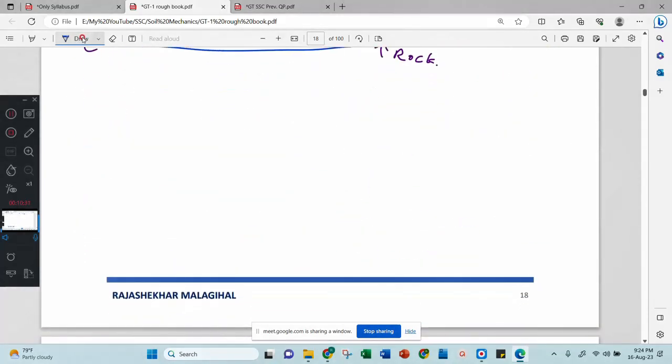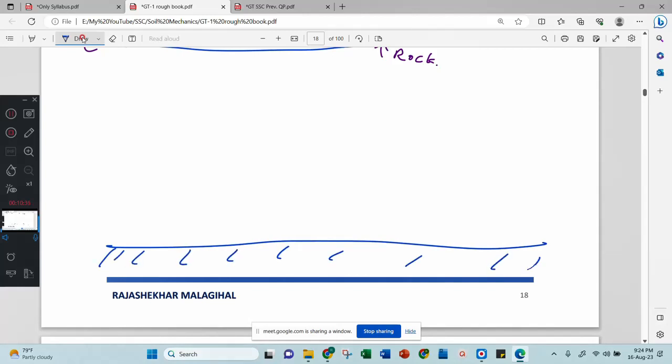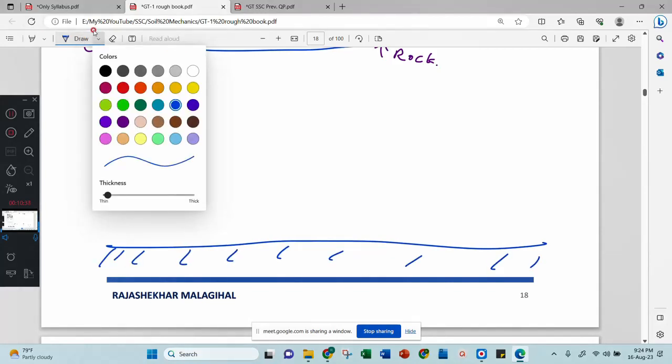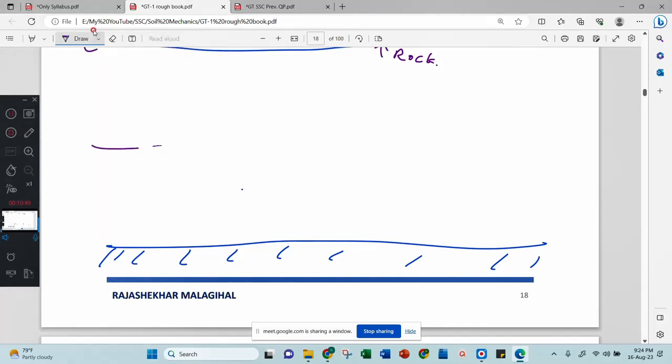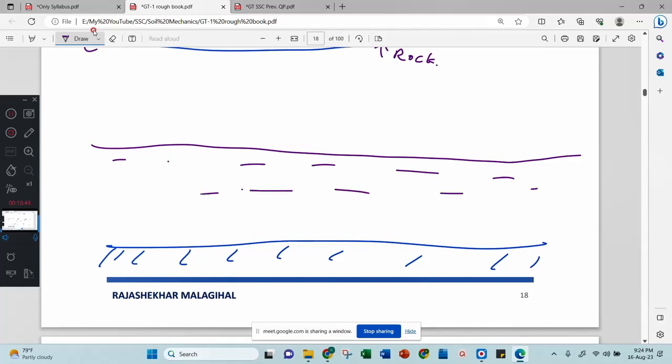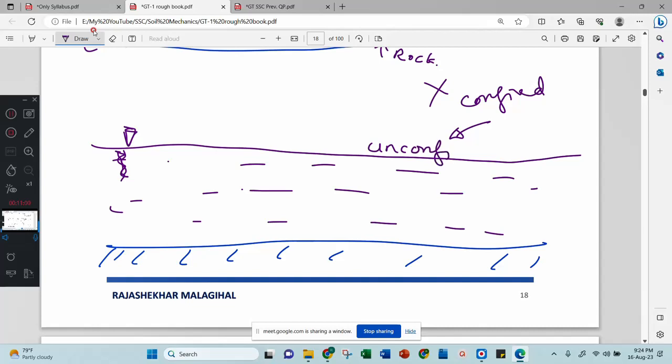Then we have another type of aquifer. Let us consider this is your rock, and we have a sand bed or aquifer like this here. Let us consider the water table is also available at this point. The top portion is not confined, therefore it is called an unconfined aquifer.